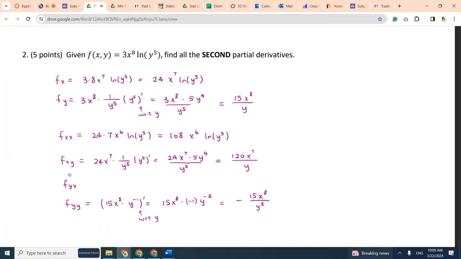So this is fy, and then fxx is we look at fx, we take the derivative with respect to x. So 24 and ln y to the fifth, they're like constants. So we leave them there.